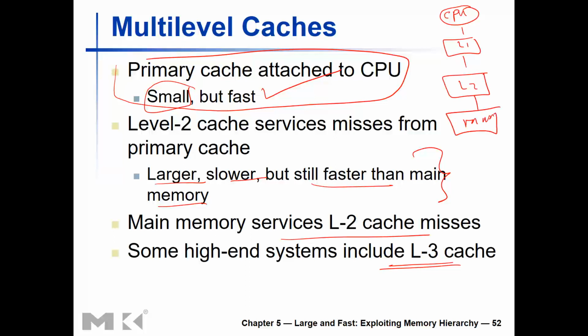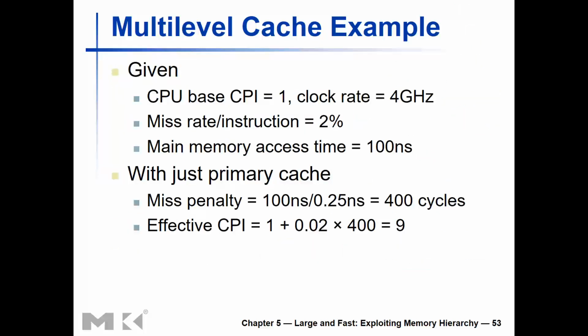Okay, and then sometimes the textbook examples remove L2 and sometimes add it. And so in this context here, the assumption is only we have level 1 cache. CPU base CPI equals 1, clock rate 4 gigahertz. Miss rate per instruction 2%. Main memory access 100 nanoseconds.